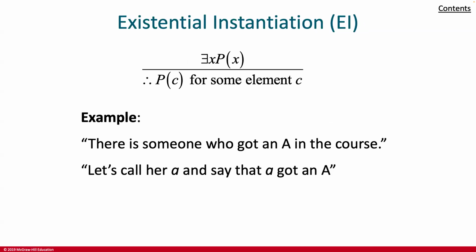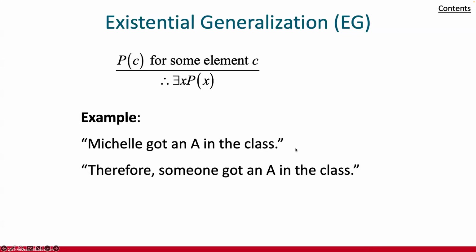There's the existential instantiation. So this is the general format of what it would look like. And an example: there is someone who got an A in the course. Let's call her A and say that A got an A. There's the existential generalization as we list here. And you can think of it as an example. Michelle got an A in the class, therefore someone got an A in the class.